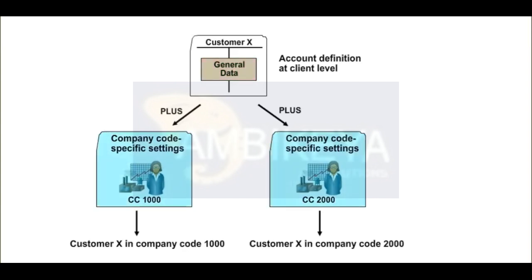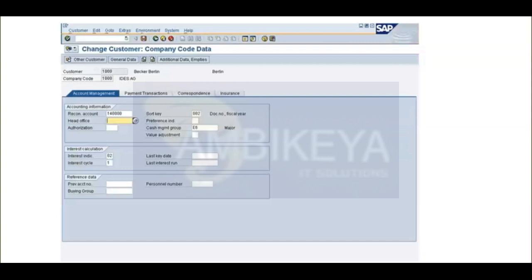Company code segments. Postings cannot be made to the customer account for a company code until company code specific settings have been created. The company code segment contains information that pertains to just one company code, such as agreed terms of payment. This figure shows the company code view of the customer master record.